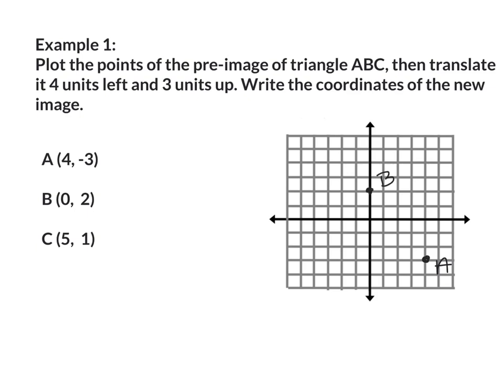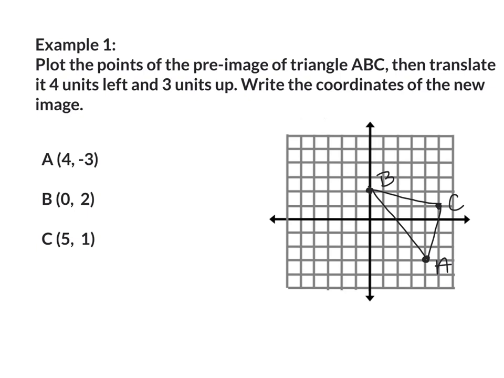That'll be point B. Then 5, 1. To the right 5, 1, 2, 3, 4, 5, up 1. And that'll be point C. I'm going to connect my dots. And that gives me triangle ABC. Now they told me to go 4 units left and 3 units up. So I'm going to do that from each point.